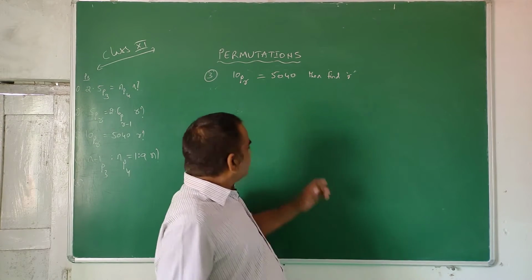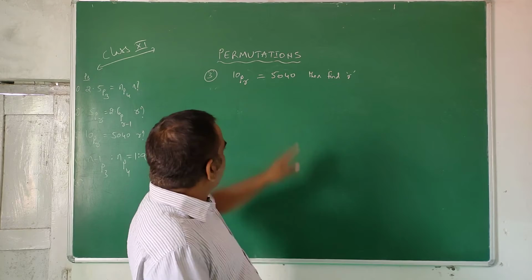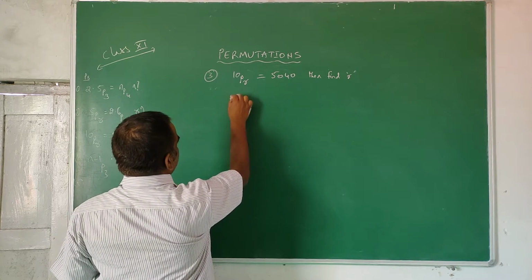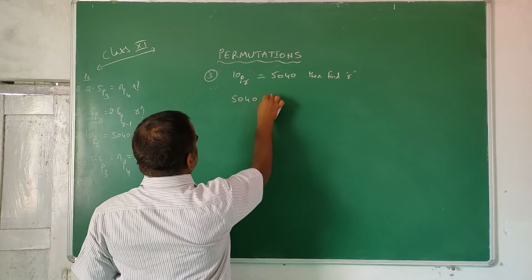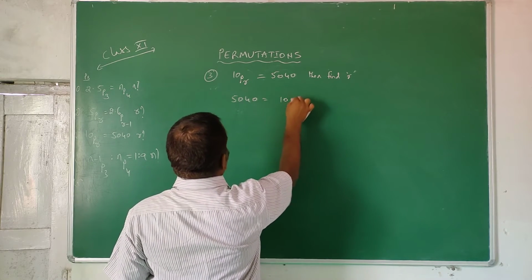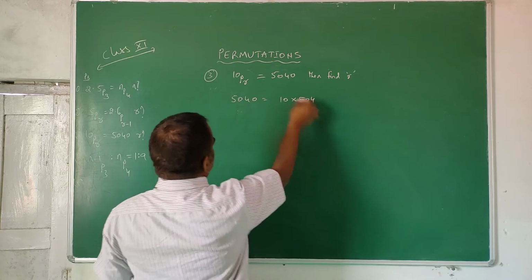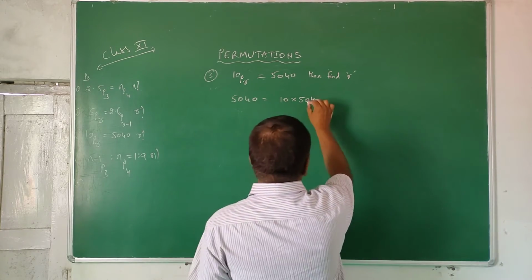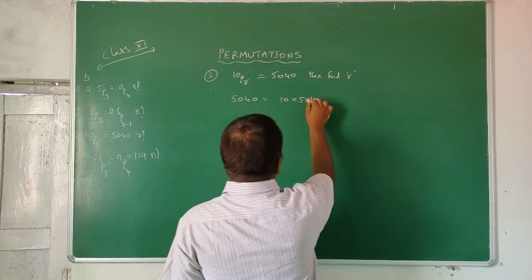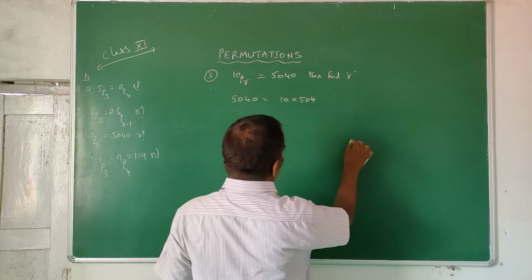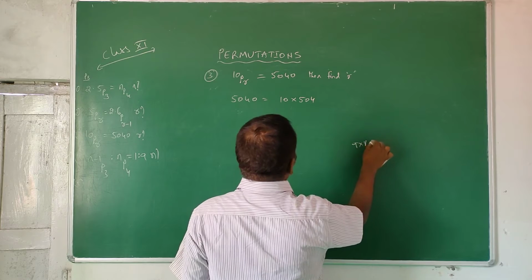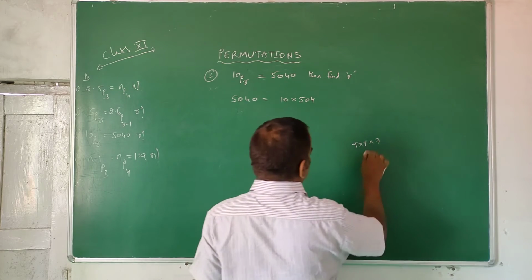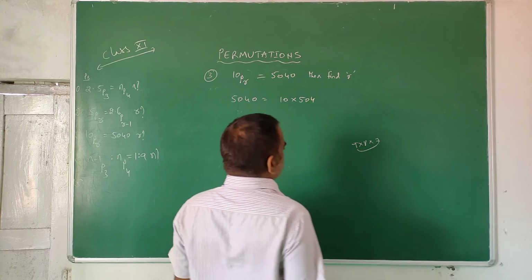Our next question is, if 10pr is equal to 5040, then find r. So take 5040 first, which is 10 into 504. 10 into 504 is this only, no? Now go for prime factorization of 504. Suppose you go for 9 into 8 into 7, for example. I am saying only for example.